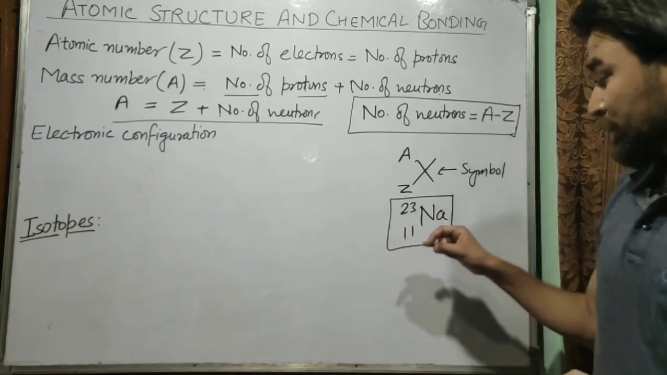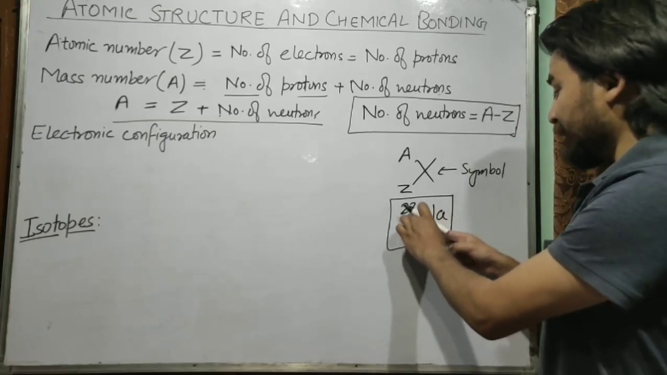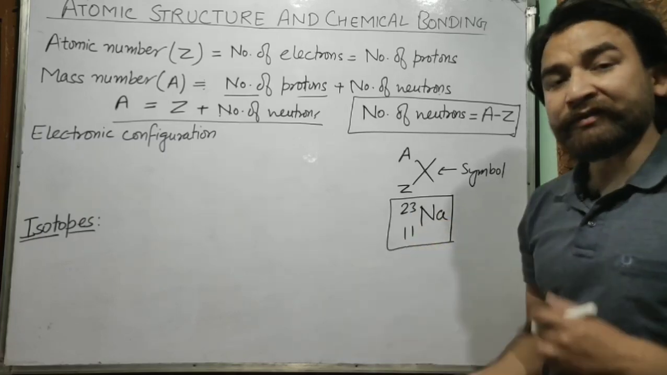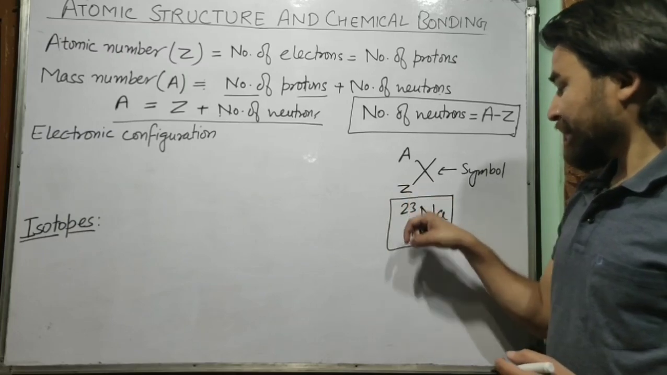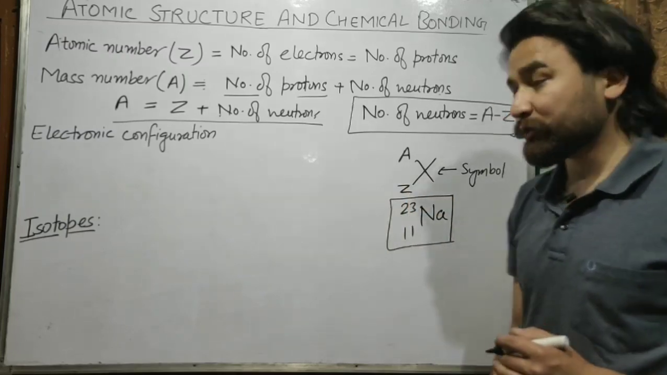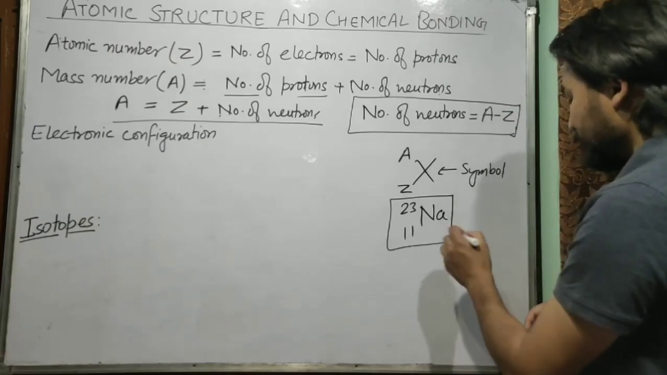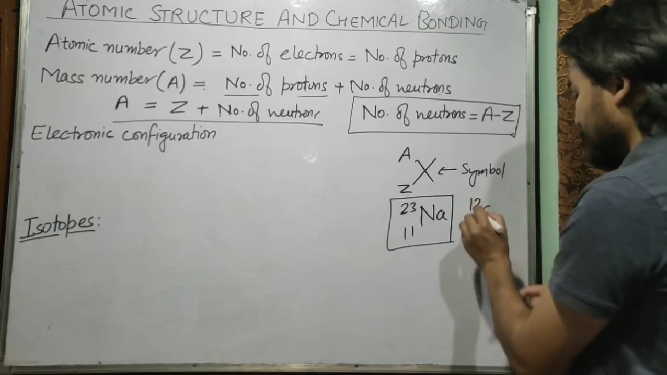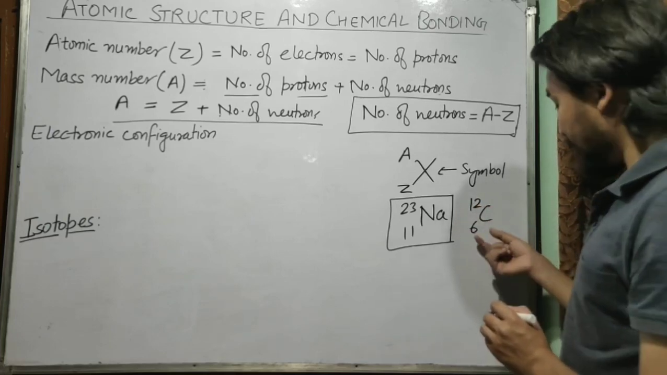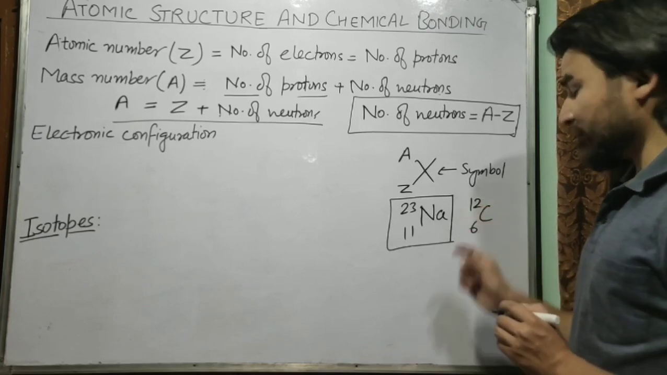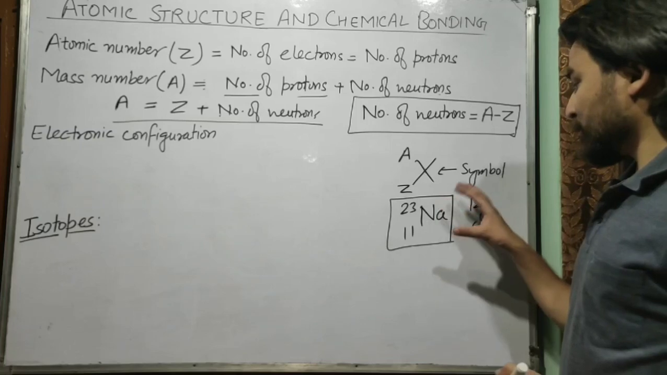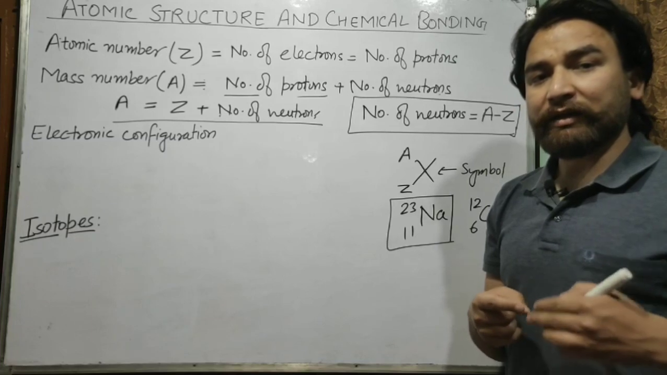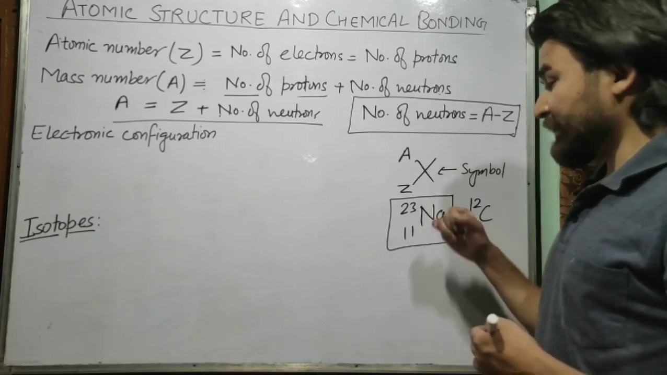So if you have this information, Na 11 23, it means Na represents the sodium, then 11 represents the atomic number of sodium, and 23 represents the mass number of sodium. Now similarly we have other substance like carbon 6 12. So C is the symbol of carbon, 6 is the atomic number of carbon, and 12 is the mass number of carbon. So hope you have understood the representation of the atomic number or the mass number of any element.